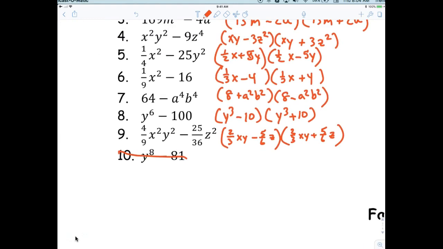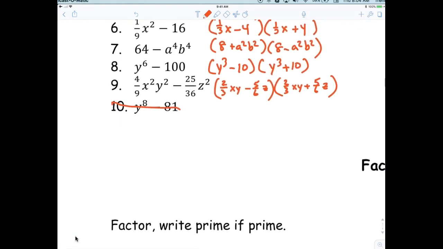Well, can some of you do it? y to the 4th plus 9 and y to the 4th minus 9. However, the y to the 4th minus 9 can be factored.